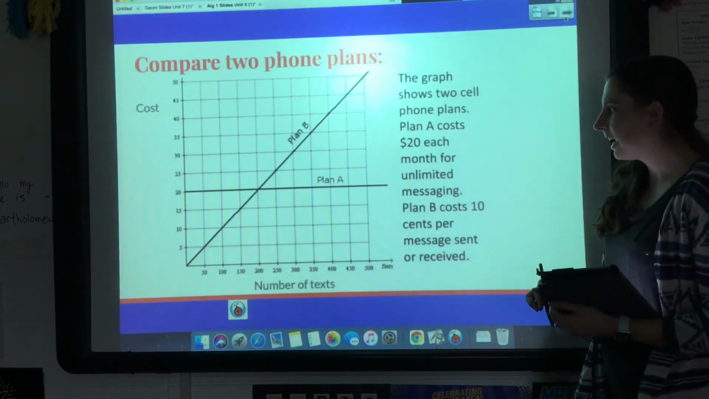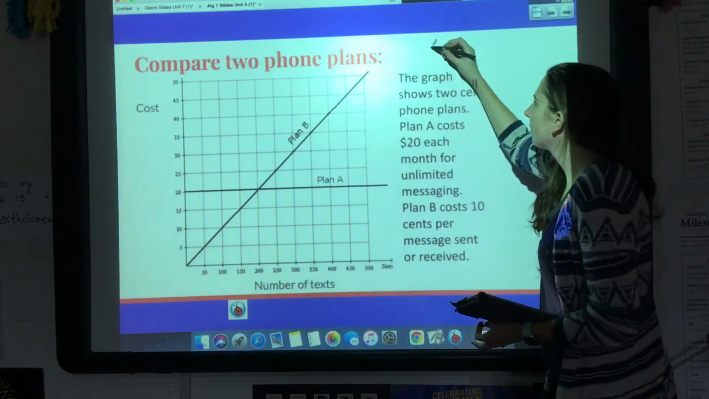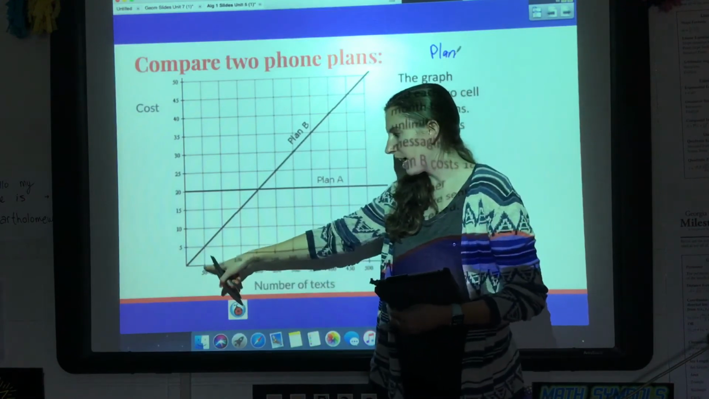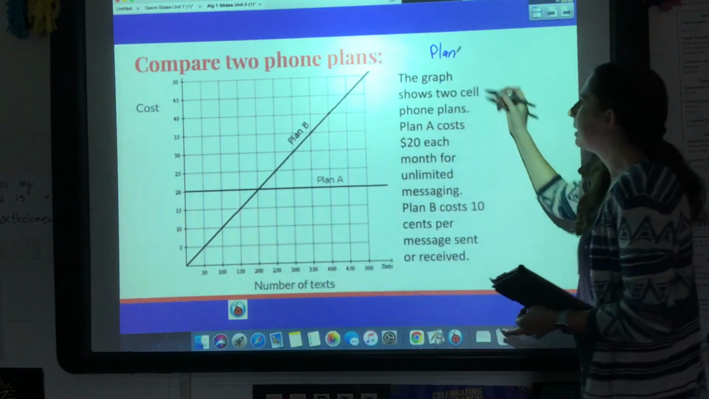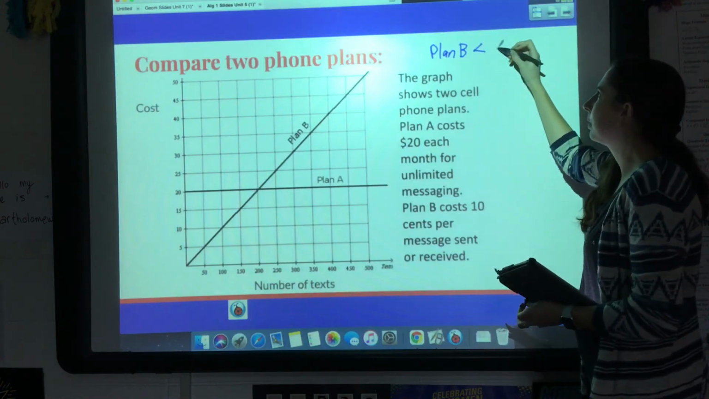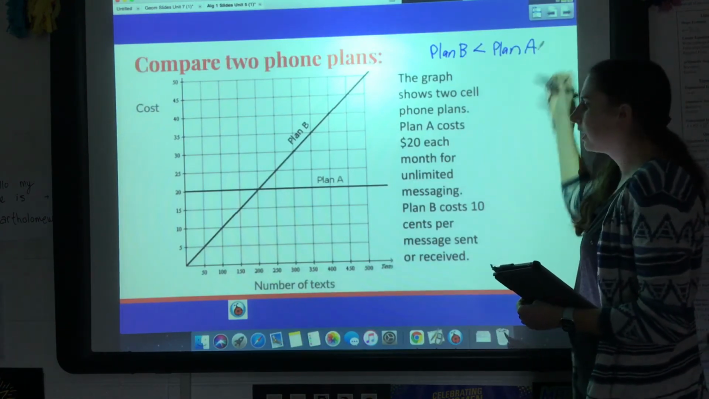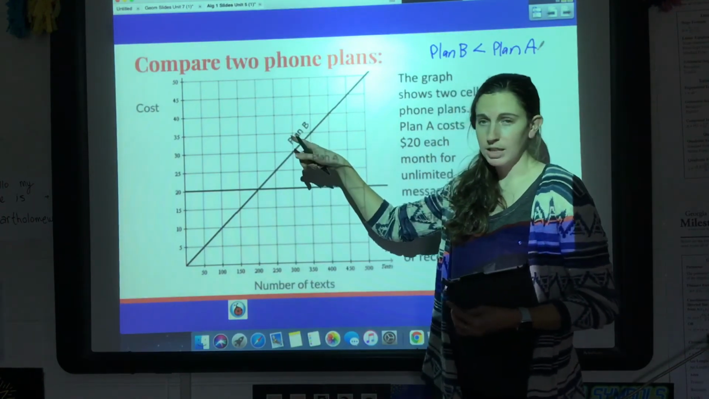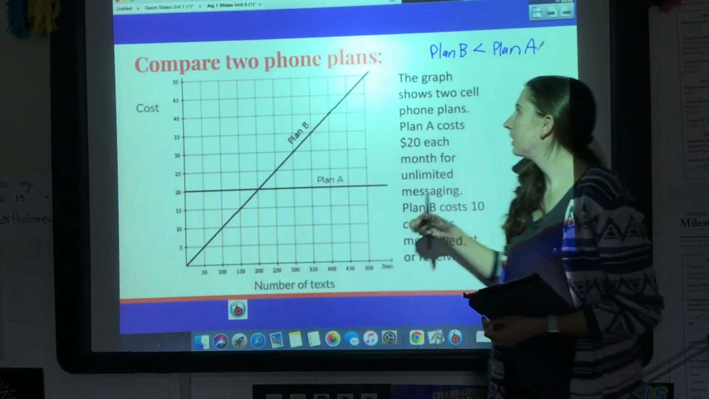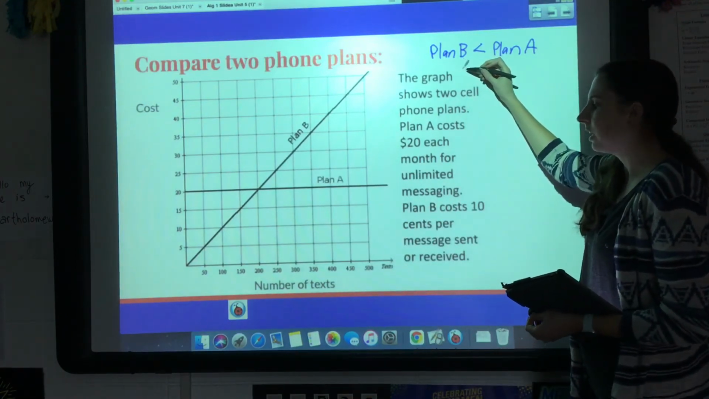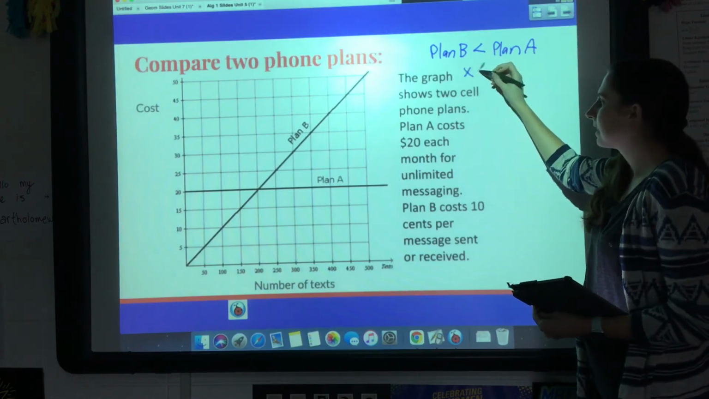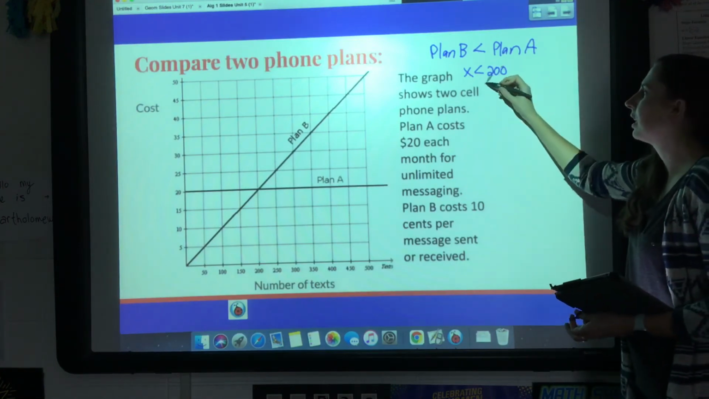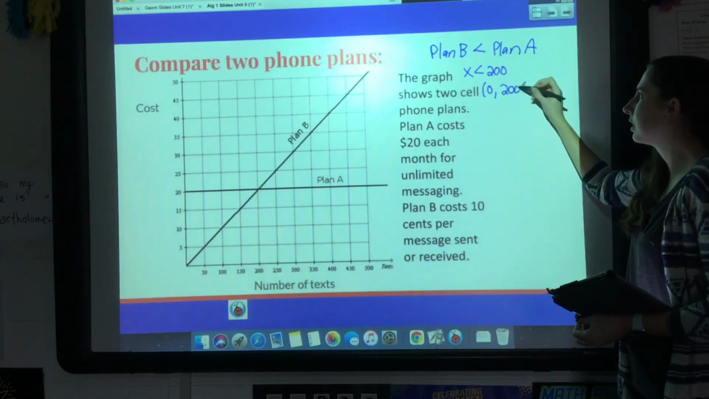So we could say plan B starts off being better, right? Because if I only send 50 texts, I only have to pay $5. So plan B starts off being better, or less than plan A, but that's only until 200 texts. If you're gonna send more than 200 texts, you should get plan A. So plan B is only better on the interval where x is less than 200, or if you want to write it in interval notation, from 0 to 200 texts.